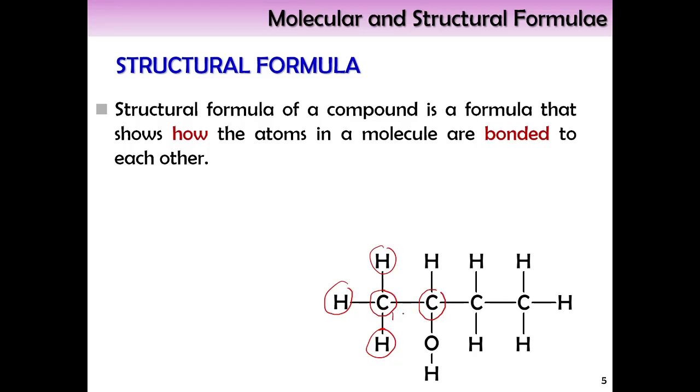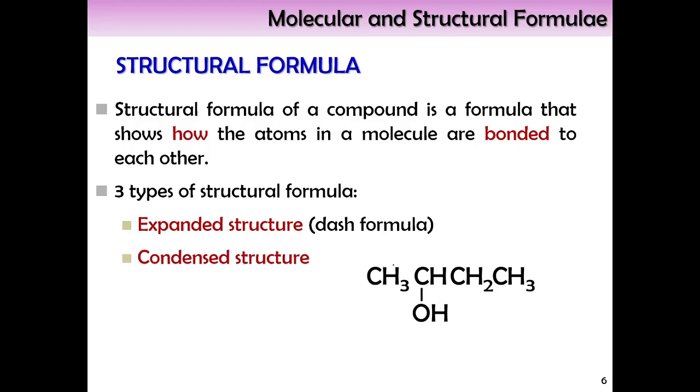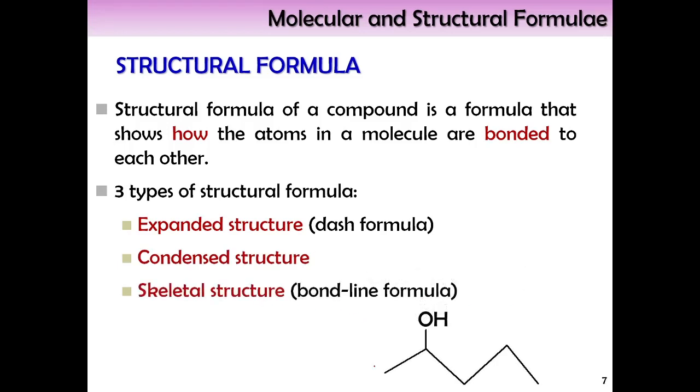This is carbon number 1. This is carbon number 2. 1, 2, 3, 4. The same thing for this one: 4 covalent bonding. There are 3 types of structural formula. Expanded structure, the one shown for you here. Condensed structure. And skeletal structure, where only the skeleton is shown, the bond line formula.